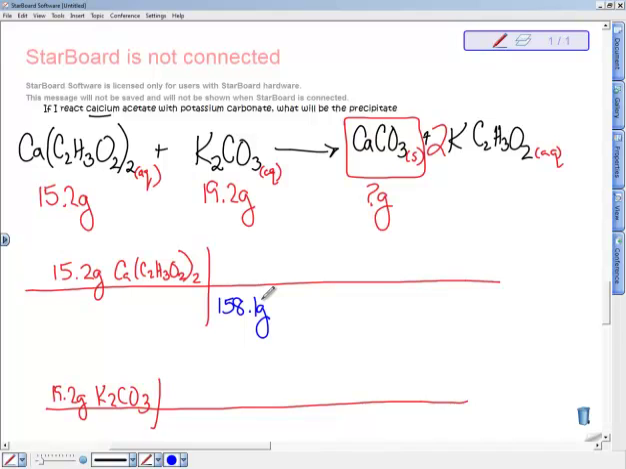Calcium is 40.1. Let's see, carbon is 12 and you've got 4 of them. Hydrogen is 1 and you've got 6 of them. Oxygen is 16 and you've got 4 of them. I'm sorry, I got 158.1 again. I'm going with it. Alright, so that is 1 mole of your calcium acetate.